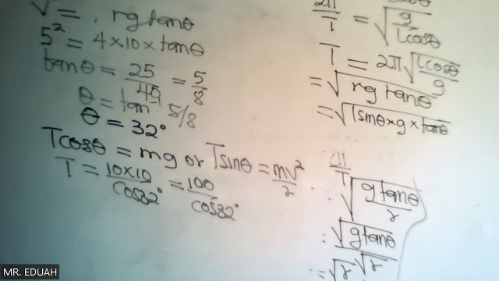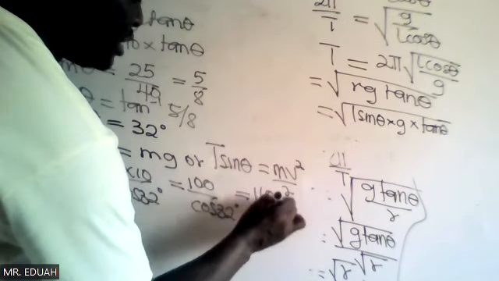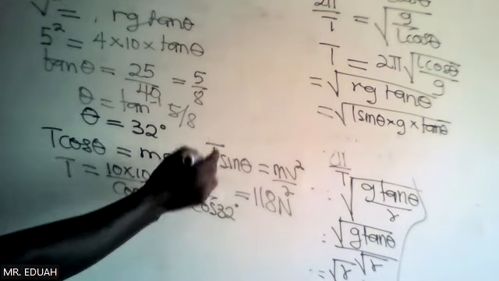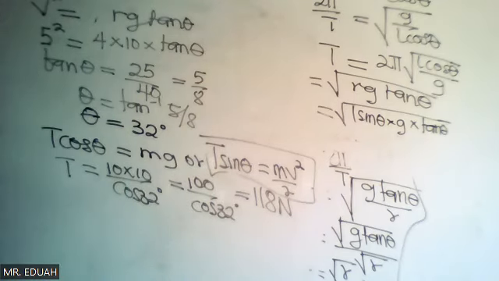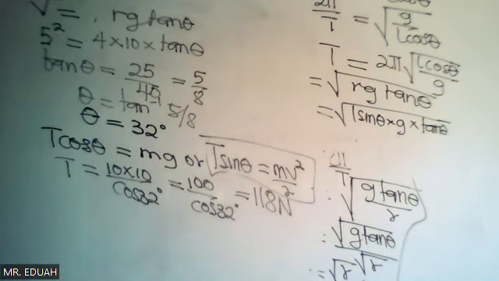This is 117.91, so approximately 118 Newton. Let's confirm the same thing using the other relation: T sine theta is equal to mv squared over r. Let's confirm.